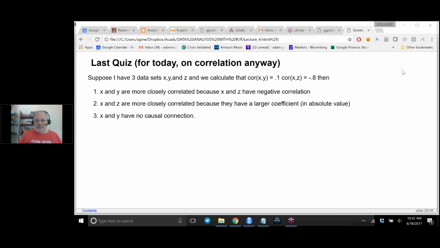Let me get this out and let's see what kind of answers we're getting. Okay, I have one answer for "X and Y have no causal connection." Anyone else? We have one for "X and Y are more correlated because X and Z have negative correlation," and we have another one for that. One for "X and Z are more closely correlated." Another one for "X and Z are more closely correlated."